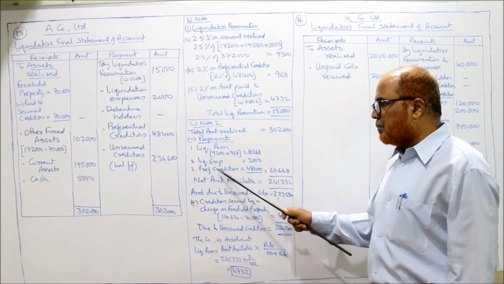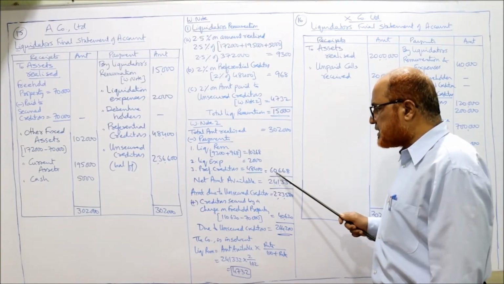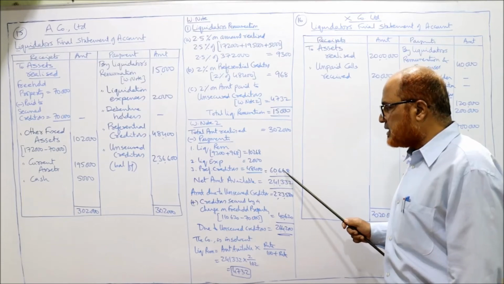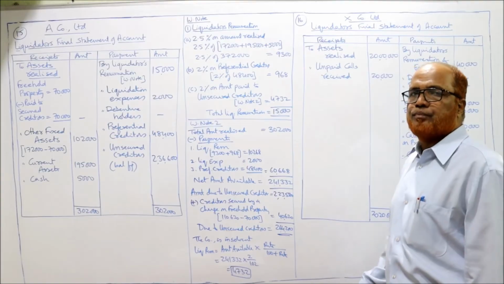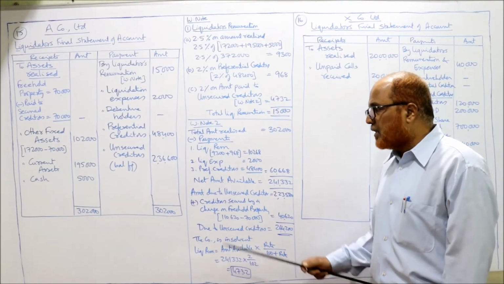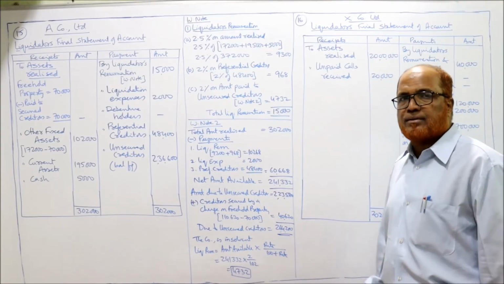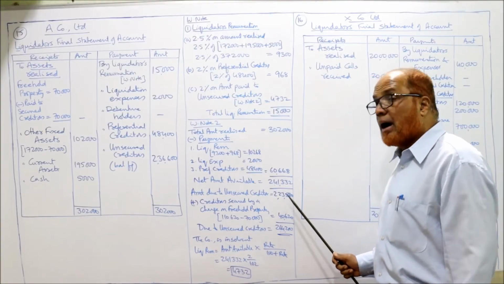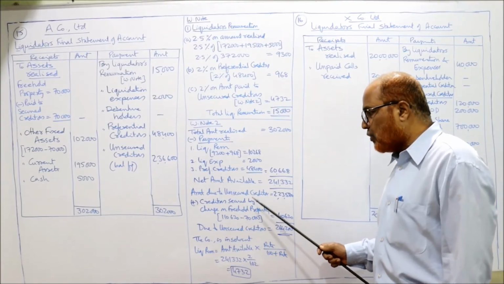Liquidation expenses 2,000, preferential creditors are 48,400. So total payment up to this point is 60,668. So out of 3,02,000, deduct 60,668, net amount available is 2,41,332. This is the net amount available. Now we find out how much is the amount due to unsecured creditor. The amount due to unsecured creditor given in the balance sheet is 2,23,580. Apart from that, the creditor secured by a floating charge, by a charge on freehold property.